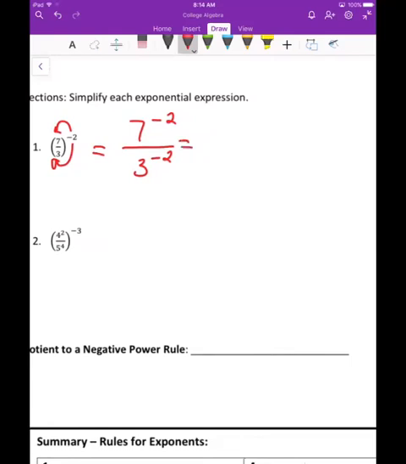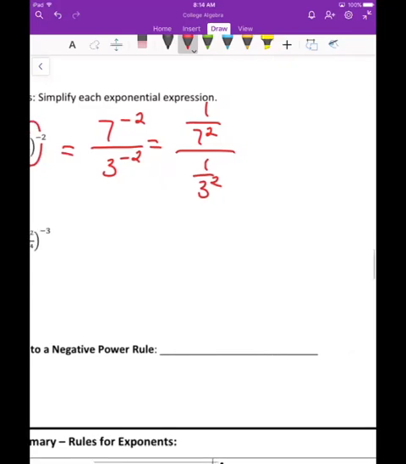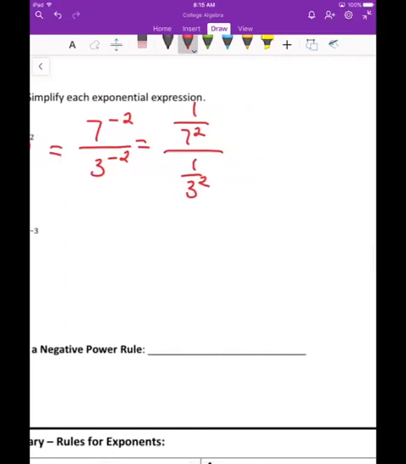So if I think about what happens in this fraction, on the top I really have 1 divided by 7 squared. And on the bottom, I really have 1 divided by 3 squared if I make those powers positive. Now that's a complex fraction, and we don't want to leave our answer like that, even though it is positive exponents. We want to simplify this. So think about what this means. This is 1 over 7 squared, which needs to be divided by 1 over 3 squared.